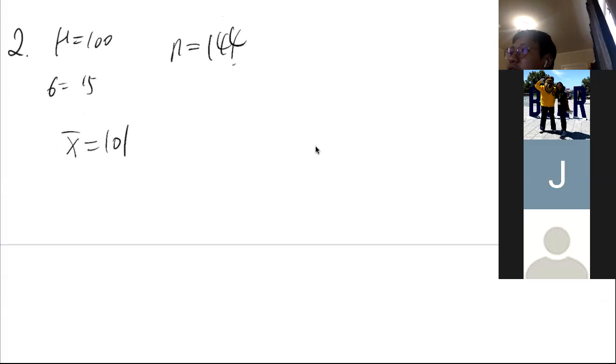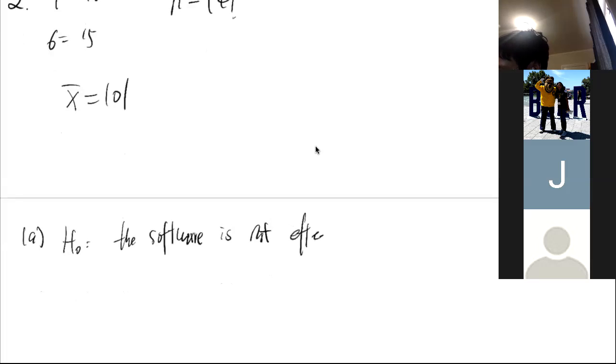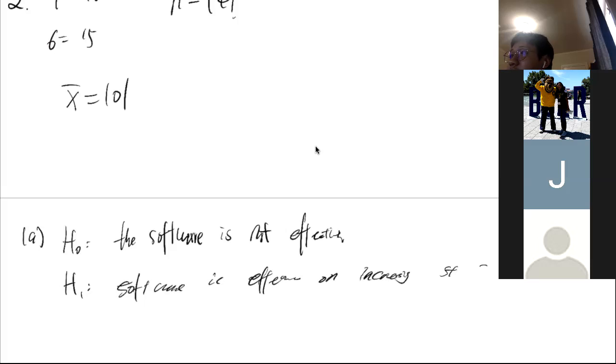So part A, do we have enough evidence to start the mass production of the software? Meaning that our null hypothesis here is that the software is not effective, so our alternative hypothesis is that the software is effective on increasing students' IQ score.